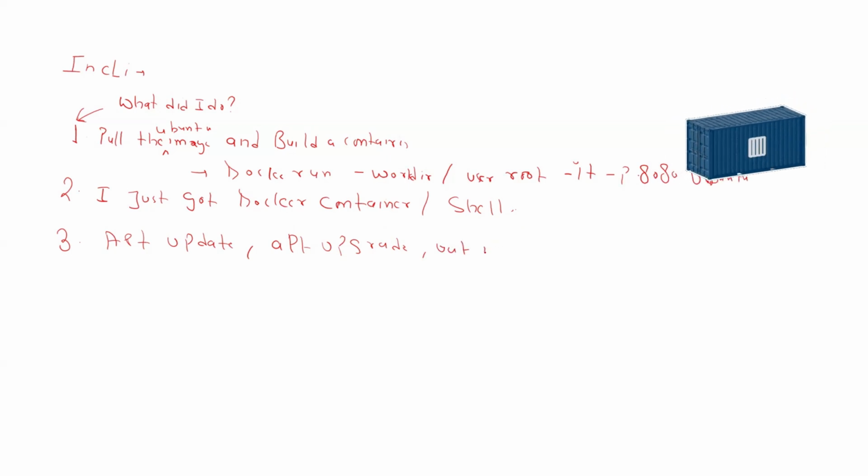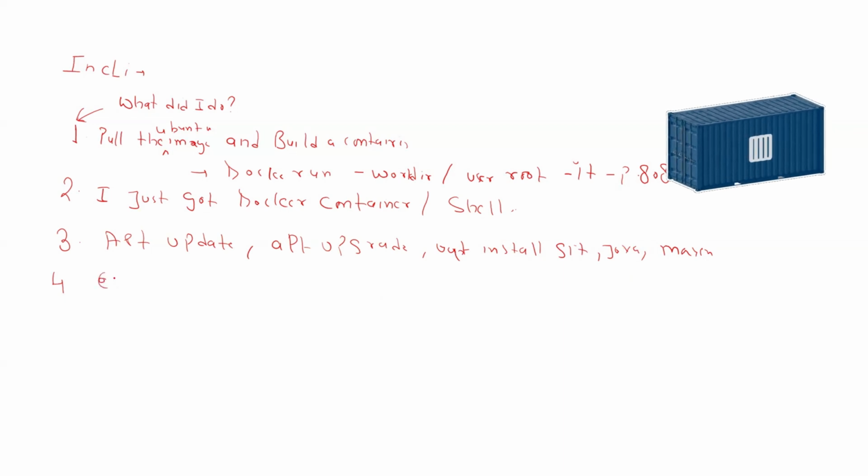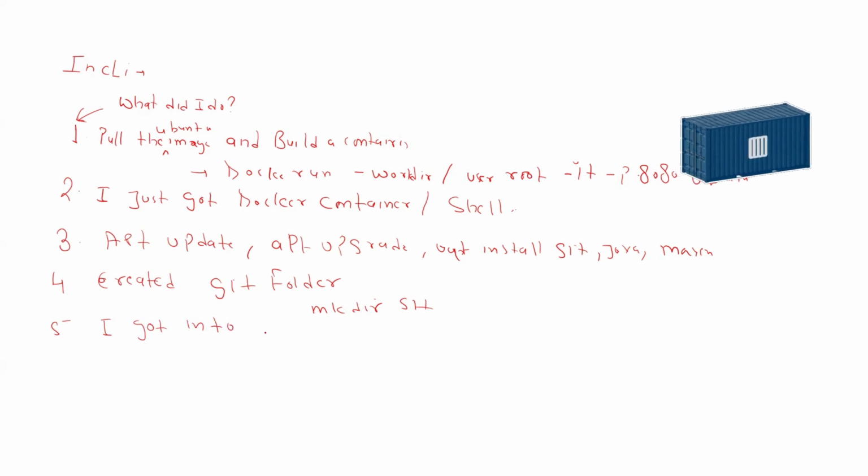Then I just apt installed git, java, and many things I have installed. I have installed maven, right? So after installing, what did I do? I created a git folder, right? mkdir. Then after, I got into this folder, I said cd git. I went to this folder structure. And here I cloned the repository. I did the git clone, your repository URL, whatever you have mentioned there.